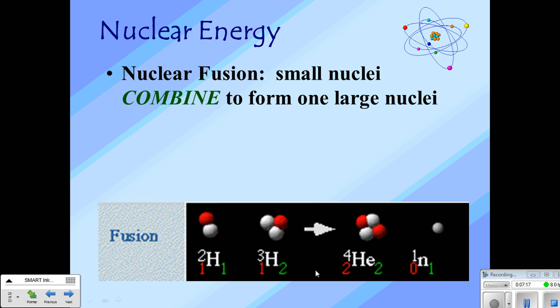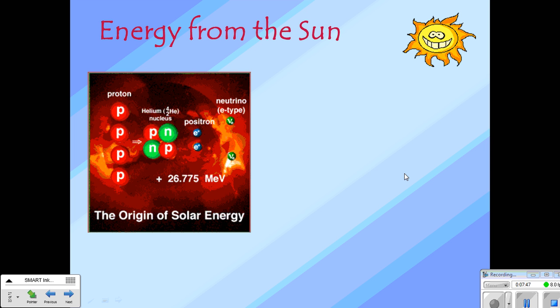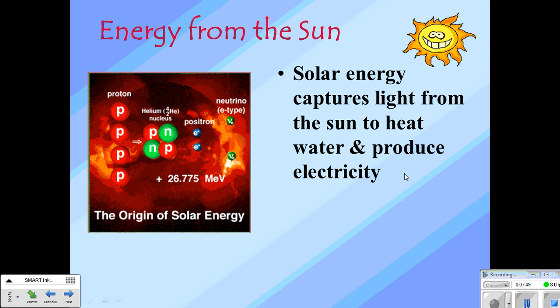Nuclear fusion is the combining of small nuclei to form one large nucleus. And you can see here in the picture, you've got 2 coming together to form 1. And then you have this extra neutron that gives you some energy. The energy from the sun is produced this way, which we'll talk about a little bit more. You get 2 hydrogens that come together and form a helium. And then again, here's the energy from the sun.